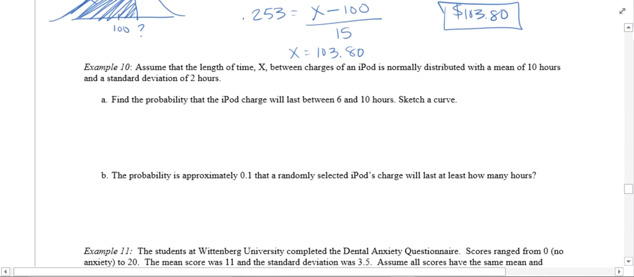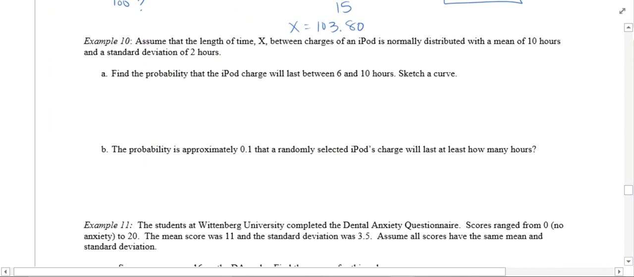Okay, one more problem. Example 10. So assume that the length of time x between the charges on an iPod is normally distributed with a mean of 10 hours and a standard deviation of 2 hours. So this is like an old problem because hopefully charges are lasting longer than that now. Okay. So find the probability that an iPod charge will last between 6 and 10 hours.